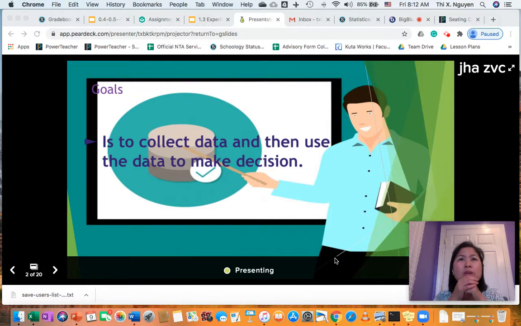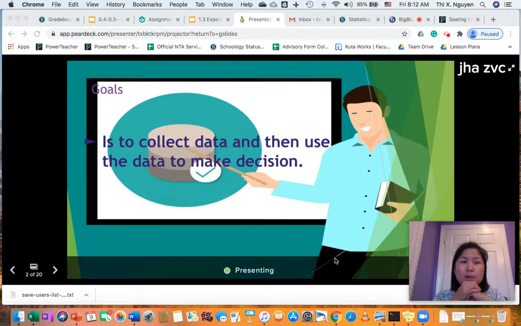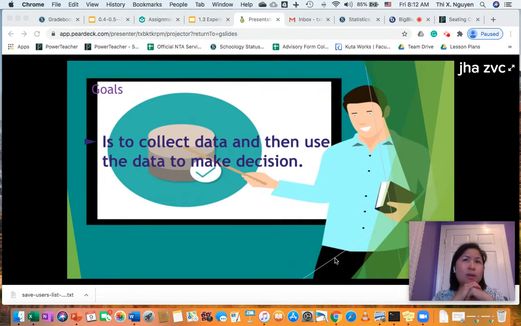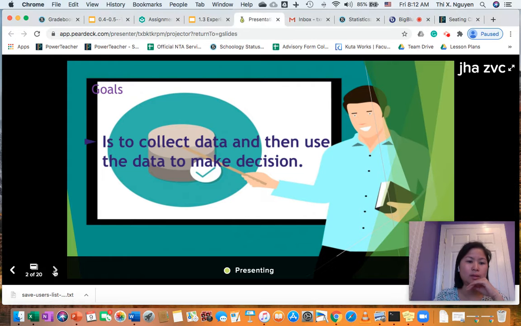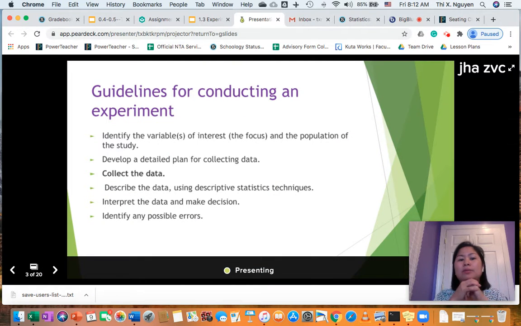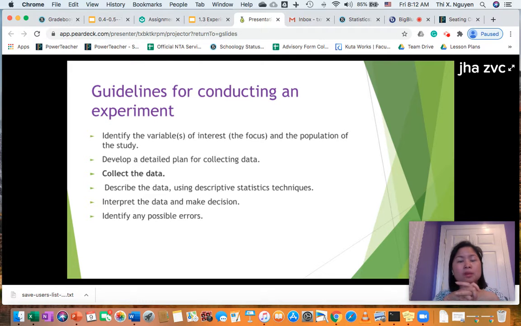That's the same thing for you right now. When you look at the colleges, universities, places, states that you want to go to, and you do some research, what you do is you collect the data. So these are the steps that you can do to collect that data. First, you identify the variables of interest and the population of the study.